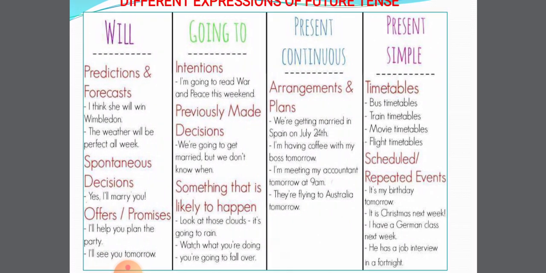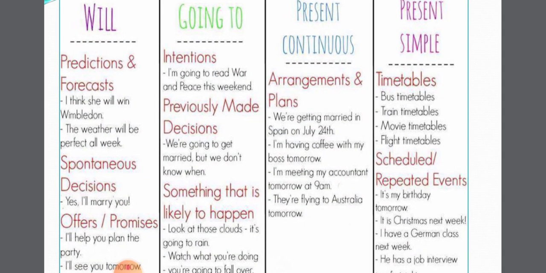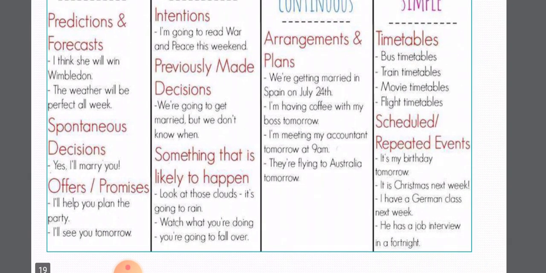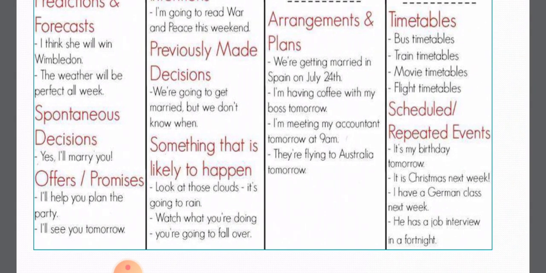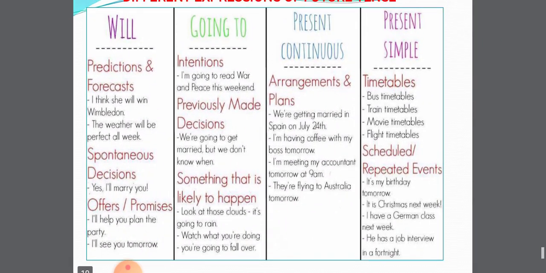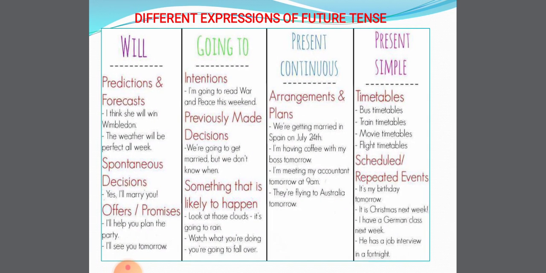Now simple present tense is used, for example, for timetables, bus timetable, train timetable, all these things. Also for scheduled and repeated events. It's my birthday tomorrow. See, here is a scheduled or repeated event. That's why simple present tense is used to express future. It is Christmas next week. I have a German class next week. He has a job interview in a fortnight. So these are the different expressions of future tense.